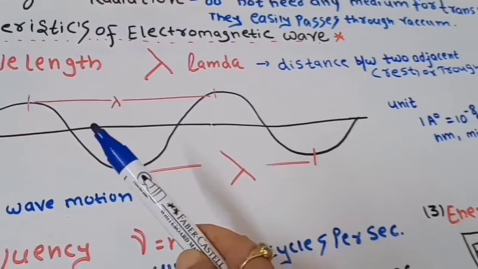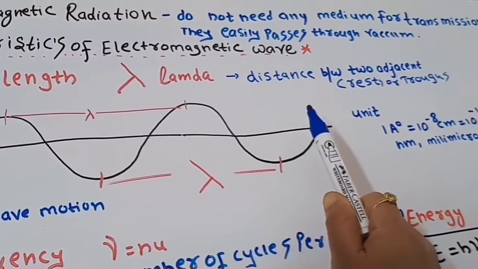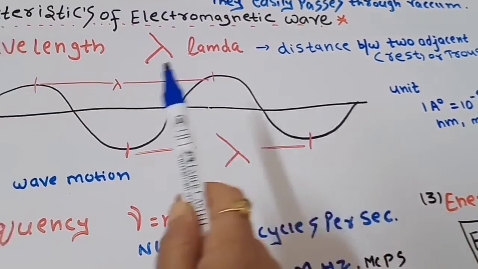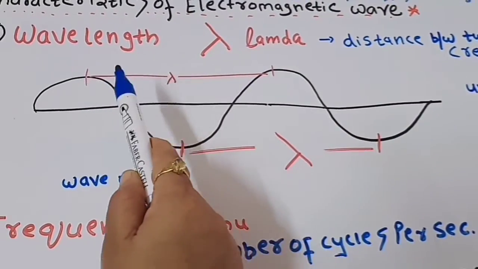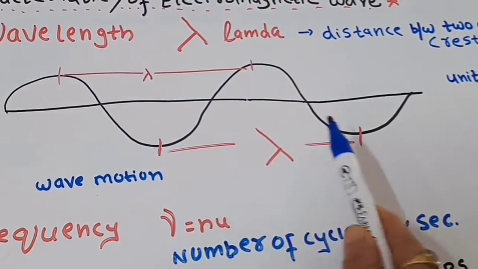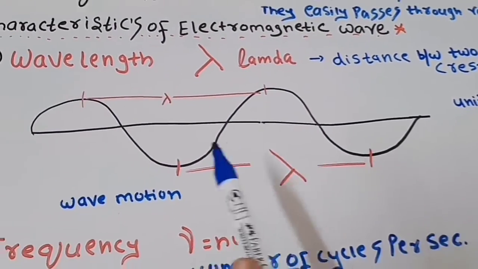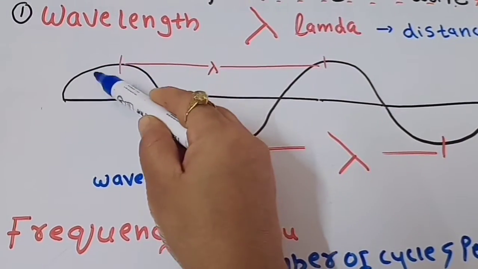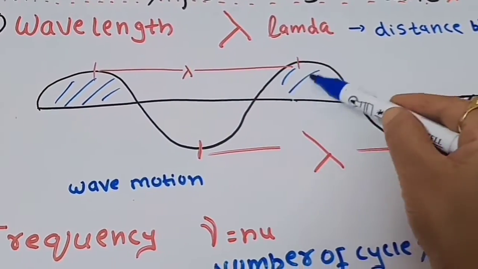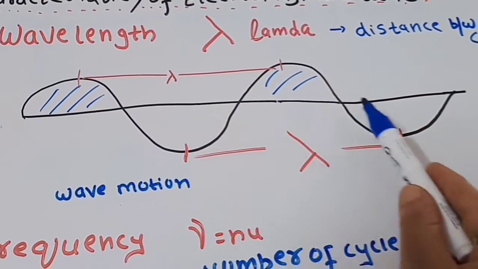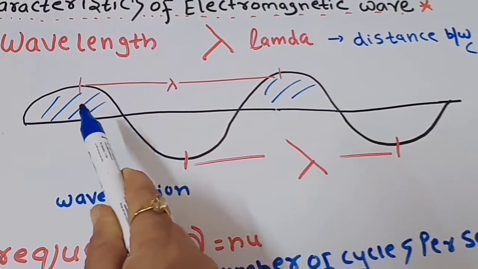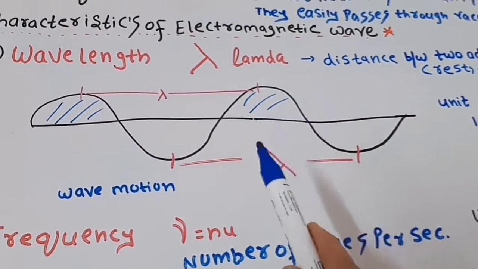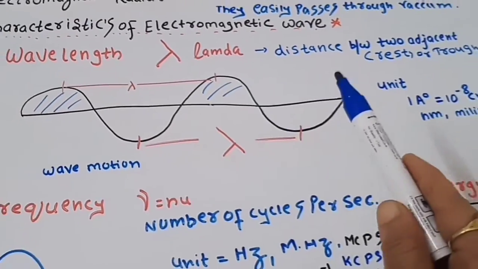So we can say that wavelength is the distance between the two adjacent crests or the two adjacent troughs. Adjacent means neighboring, nearest. The distance between two adjacent crests or two adjacent troughs, what do we call that? The wavelength of any wave. So we can see that this is our crest and these lower parts are our troughs. So the distance between the two adjacent crests or the two adjacent troughs is known as our wavelength, and the units of the wavelength are the units of the length.